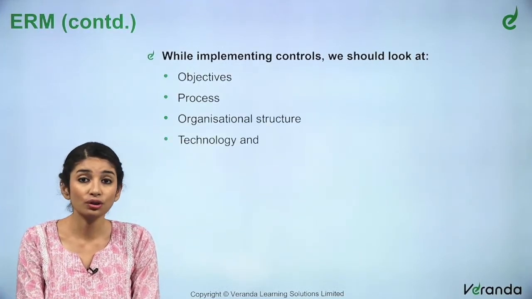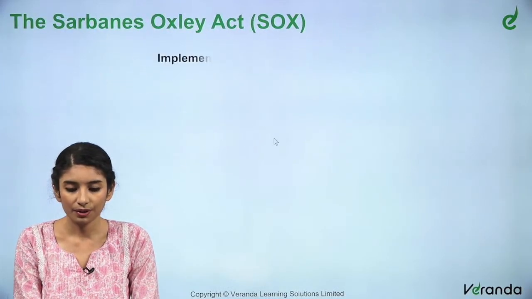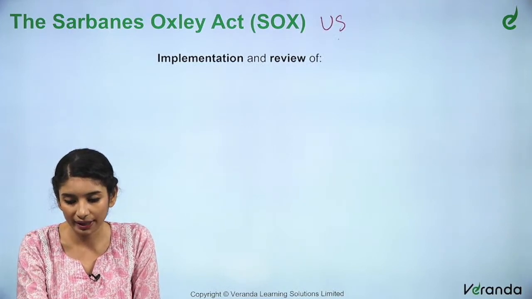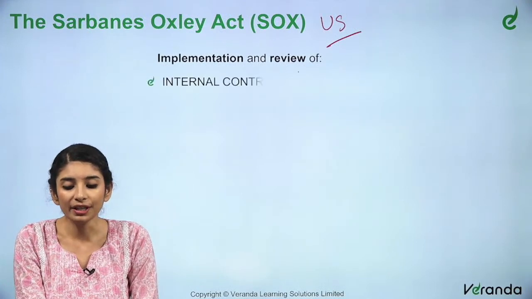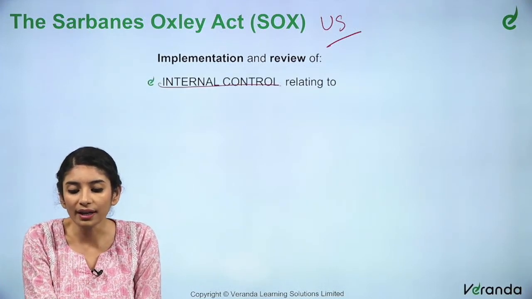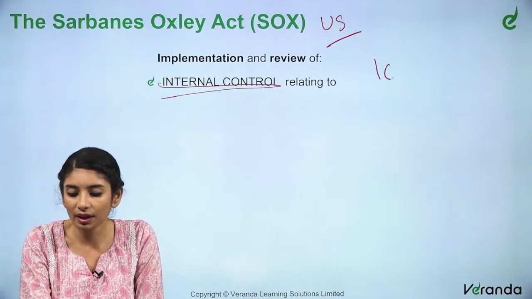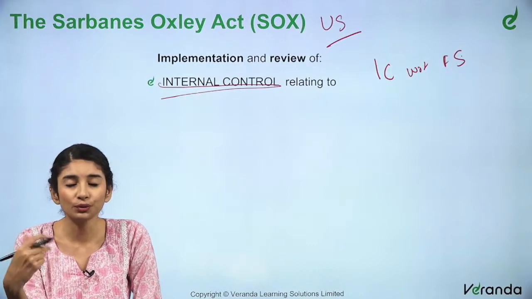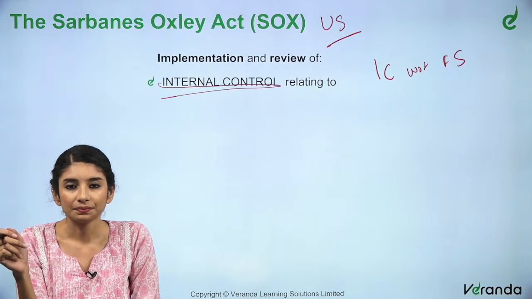Now, while implementing controls, we should all be aware of the processes, the technology, and the risk appetite of the company. Then there is the Sarbanes-Oxley Act, which was born in the United States. It talks about the implementation and review of internal controls with respect to financial statements. So it talks about doing a financial audit.